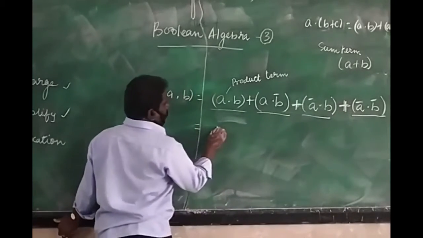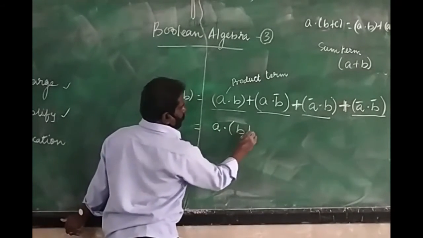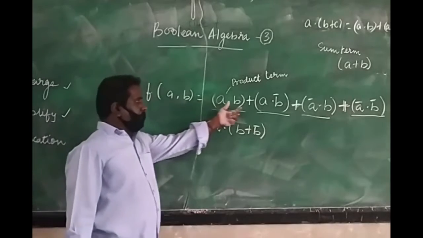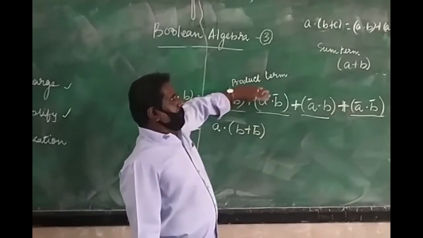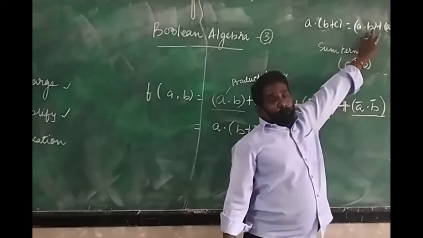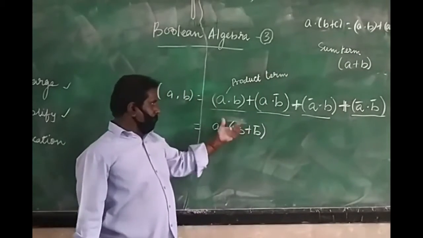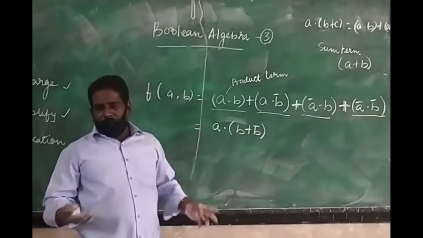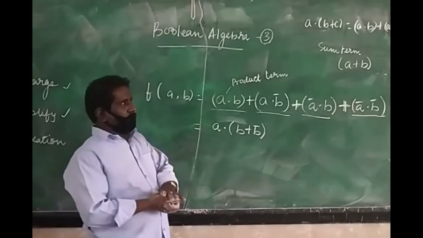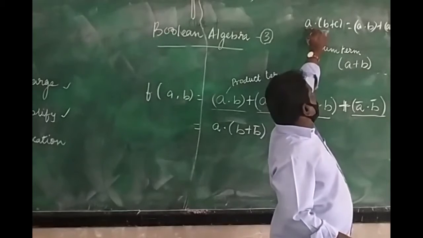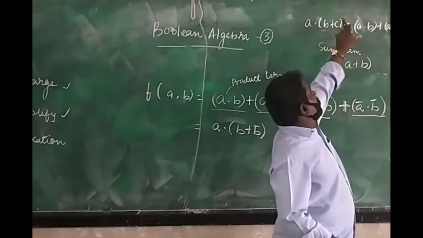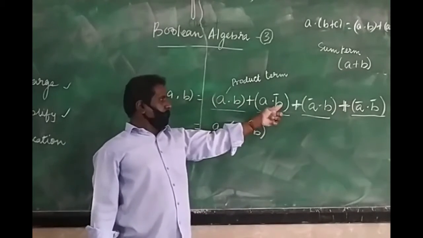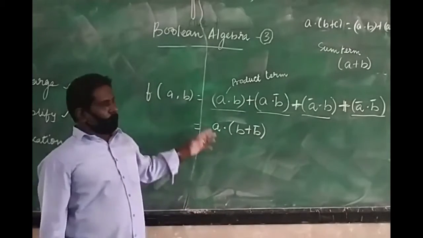If we apply the distributive law, A dot (B plus B bar). Understood? I have applied the distributive law because it matches the right hand side term of the distributive law, and I have written the equivalent left hand side term. Instead of C, B bar is there. So the variable doesn't matter, only the terms. This is one expression, this is another expression. So by this way you can remember.